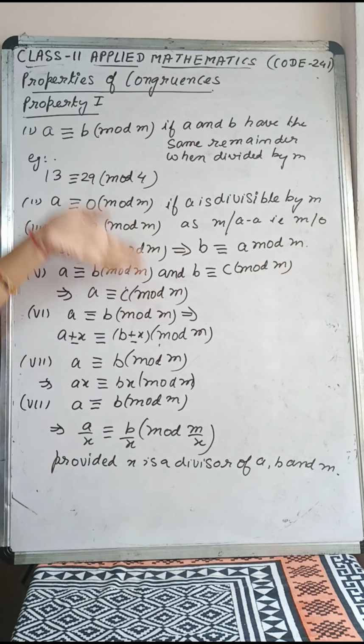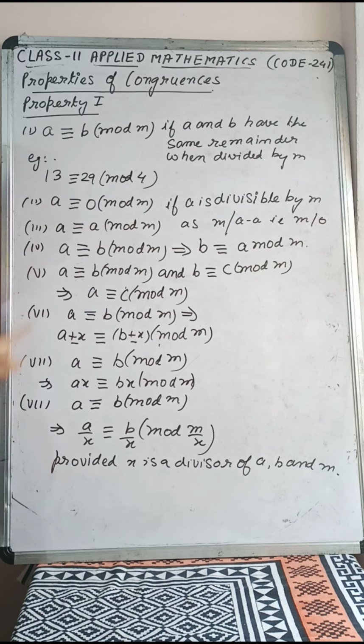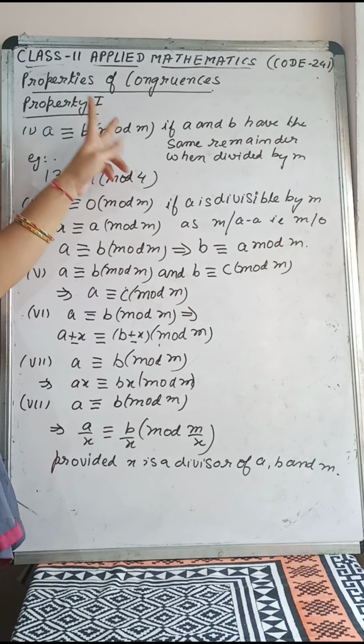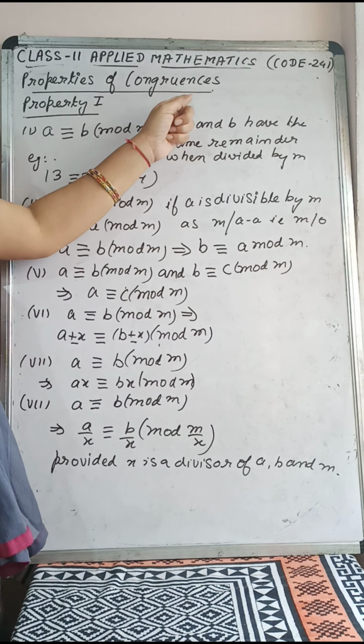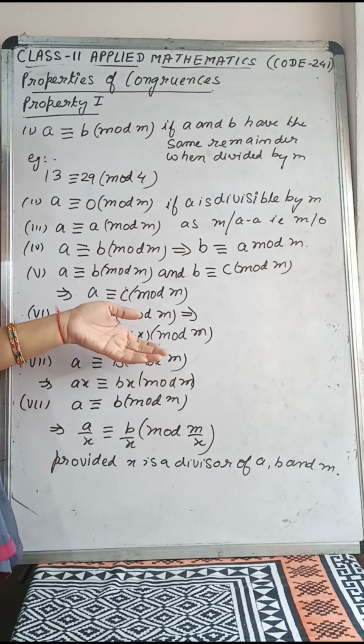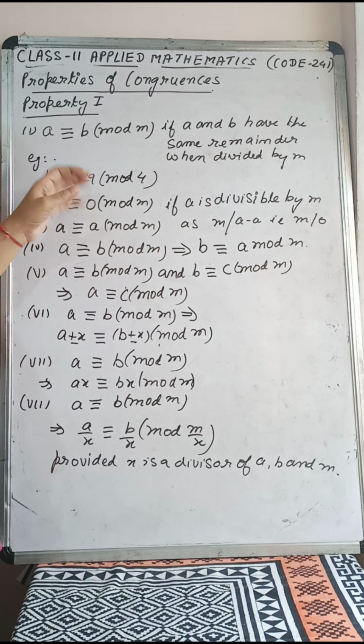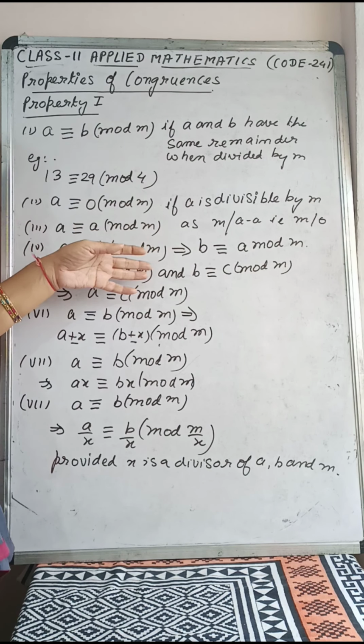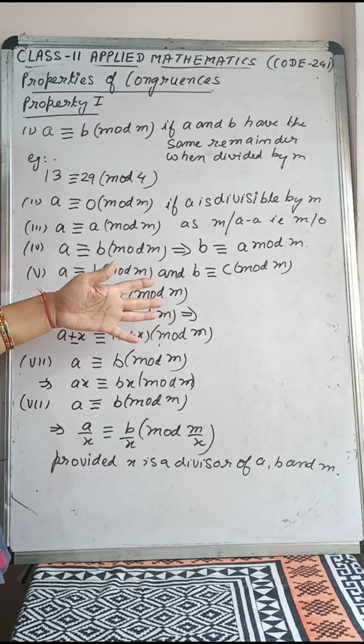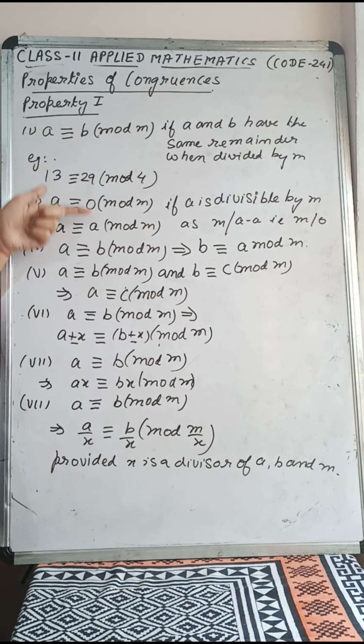In this video we will be learning the properties of congruences, that is property 1 and 2. Now let us know property 1. Under the properties of congruences, there are 7 subheads under property 1, or sub-properties you can consider. None of these properties need any proof. They will help you in solving the RSA algorithm, or understanding the sums based on the RSA algorithm. So let us first understand it.